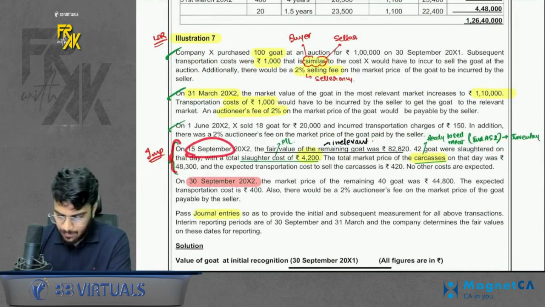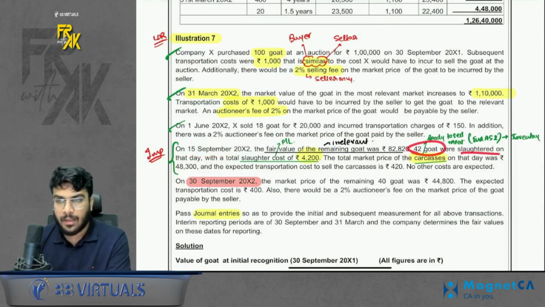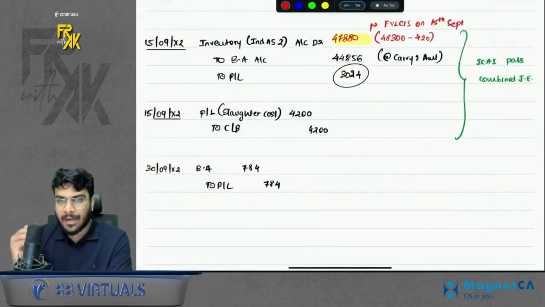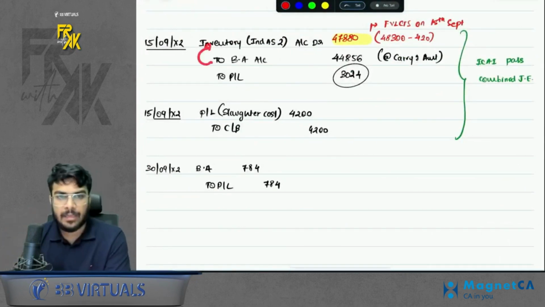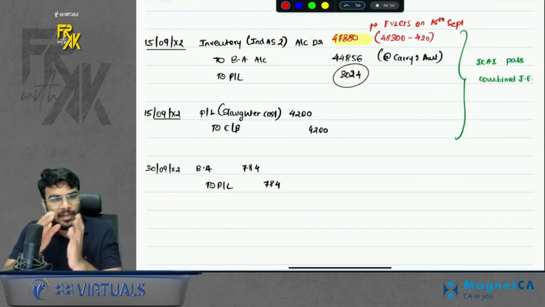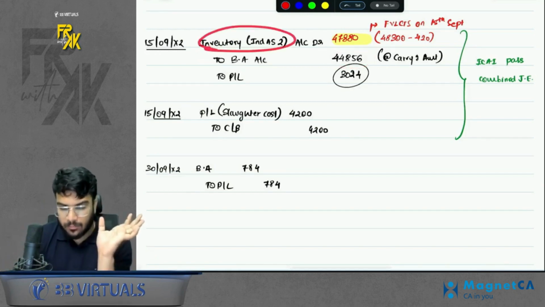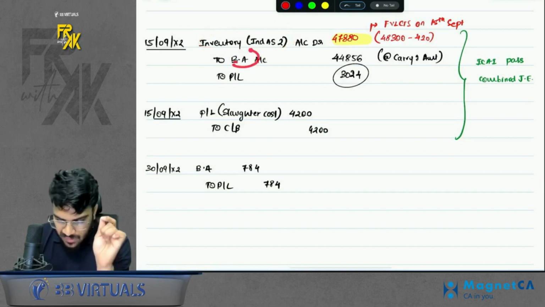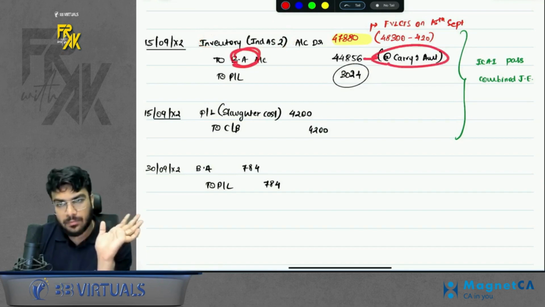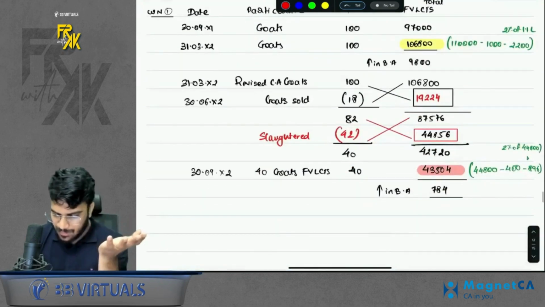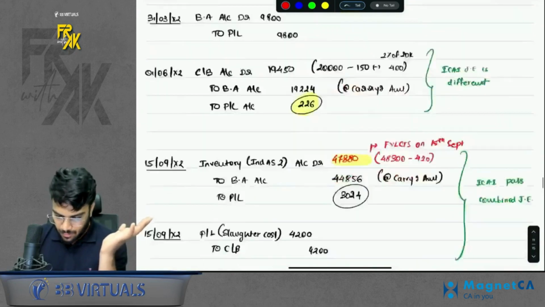On 15 September, some goats were slaughtered and converted into carcass. So this basically implies that your biological asset will get removed and you will record an inventory because your goat is getting converted into some meat. Right. So biological asset will be removed and you will record inventory. Now, because this is going out, this will go out at carrying amount. How to remove the carrying amount? Again, cross multiply and remove. Simple.